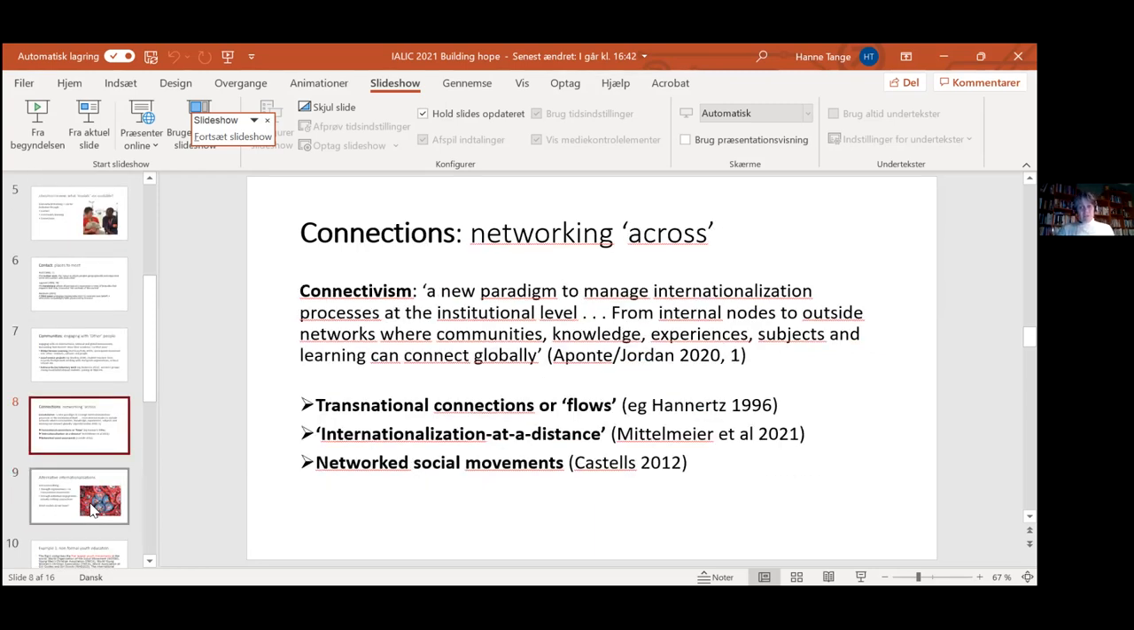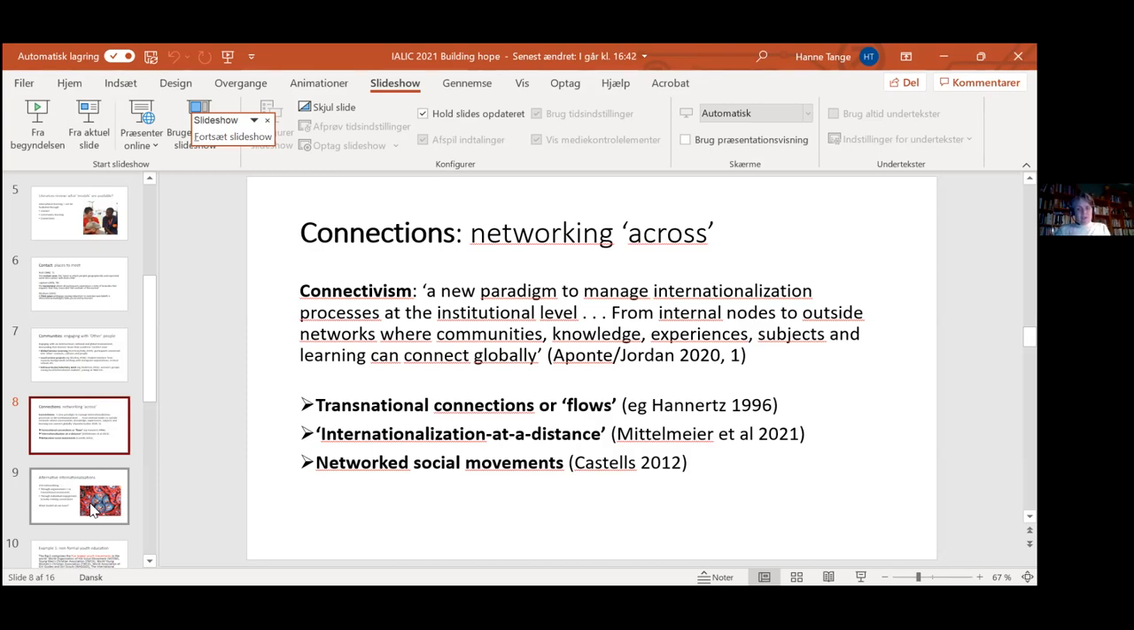My third concept is connections or connectivism, networking across. I came across this idea of connectivism in a paper from engineering, and I'm not sure whether it's been used by anybody else, but I actually quite like the definition that these people offer. So I'll just read that to you. A new paradigm to manage internationalization processes at the institutional level, from internal nodes to outside networks where communities, knowledge, experiences, subjects, and learning can connect globally. So we're looking for nodal points in these networks.